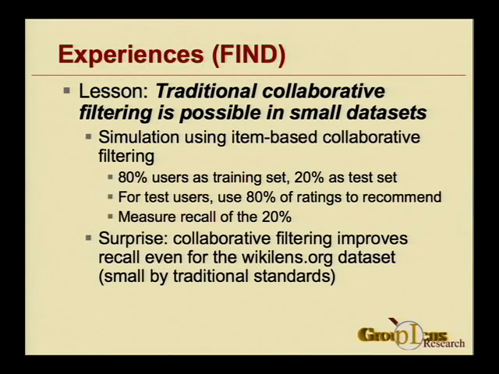We found that traditional collaborative filtering is possible even in small data sets. As I said before, we used a very non-traditional collaborative filtering algorithm, but decided to simulate more traditional item-based collaborative filtering after the fact. We took 80% of our users as a training set, 20% as a test set. And for the test users, we used 80% of their ratings to generate recommendations and saw how often the other 20% came up, traditionally called recall. And we found that collaborative filtering improved recall even for the wikilens.org dataset, which is quite small by traditional standards.